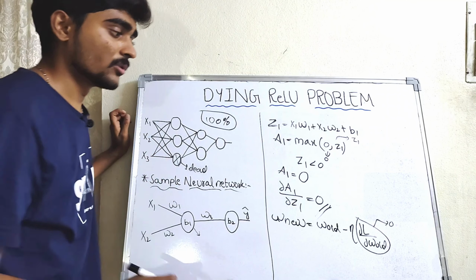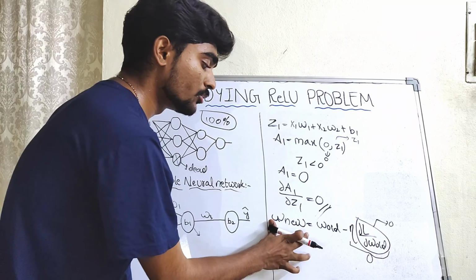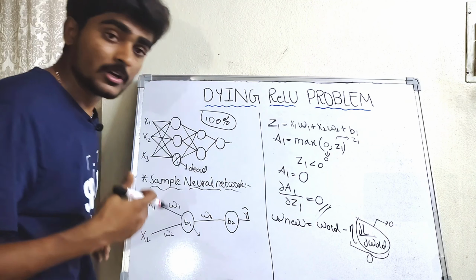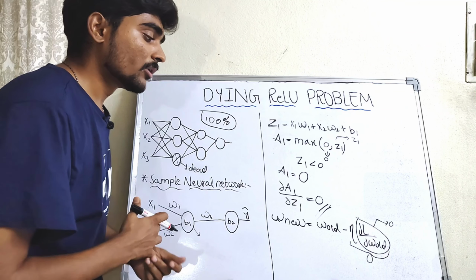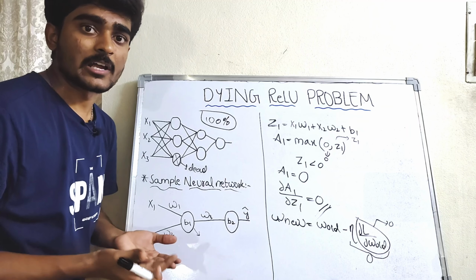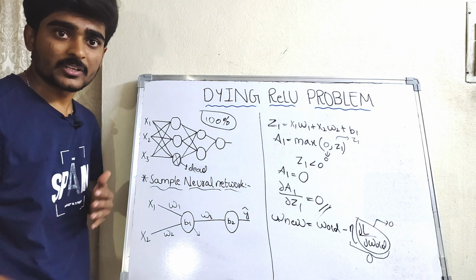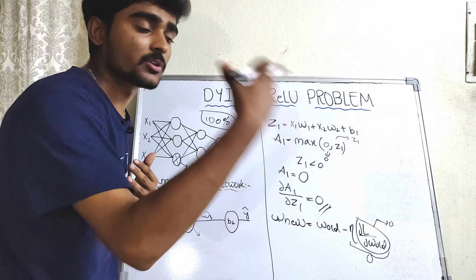When this entire term becomes 0, W new is equal to W old. The new weight value will be equal to the old weight value. When the new weight value is equal to the old weight value, there is no weight update, and this continues until all the epochs are completed.